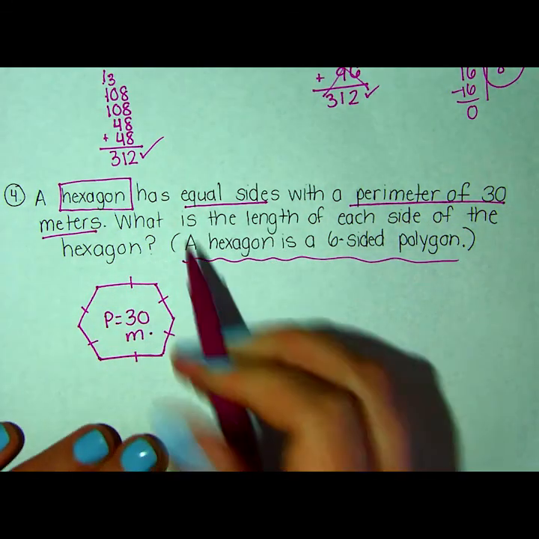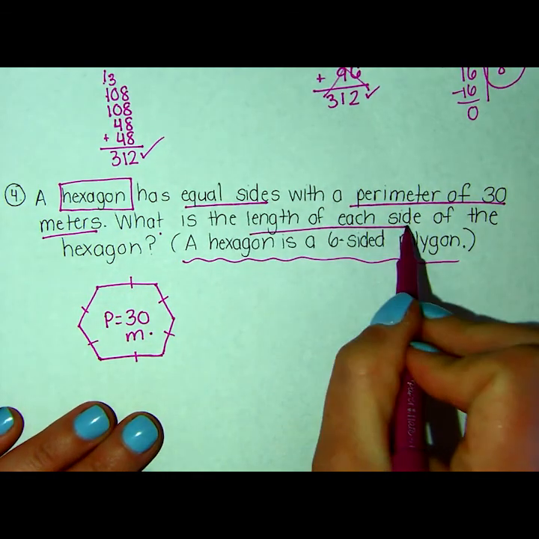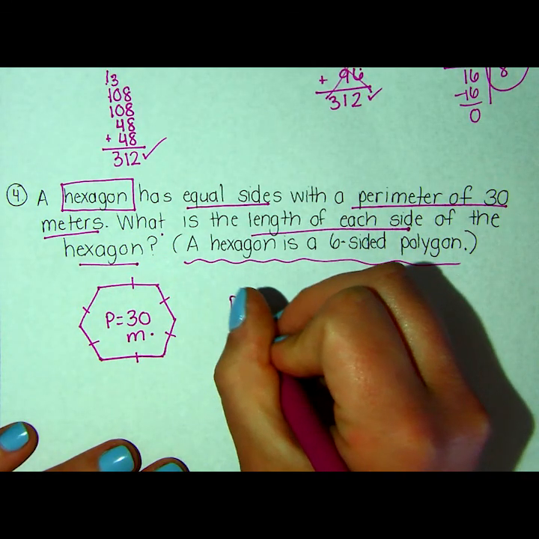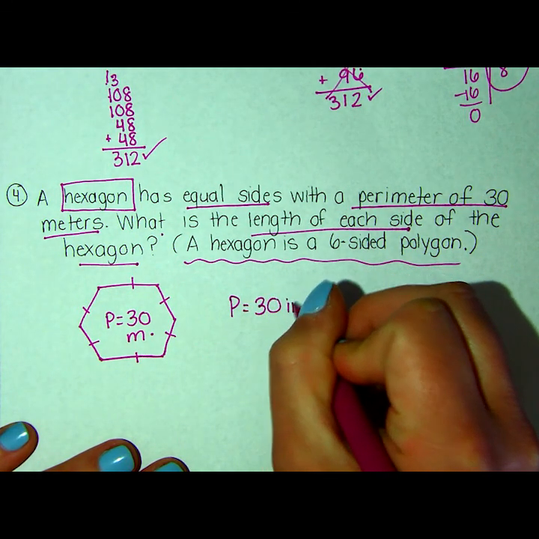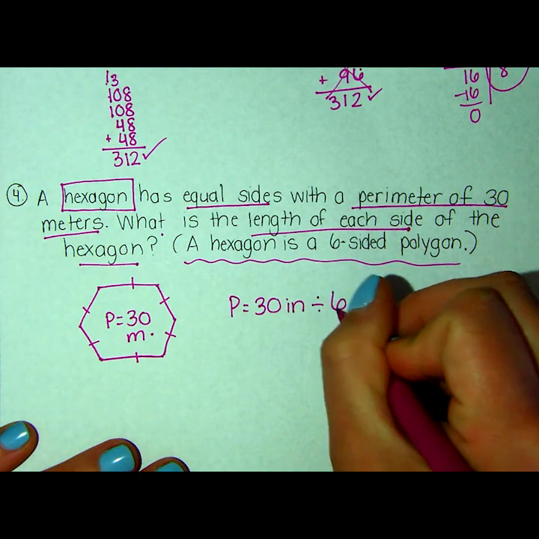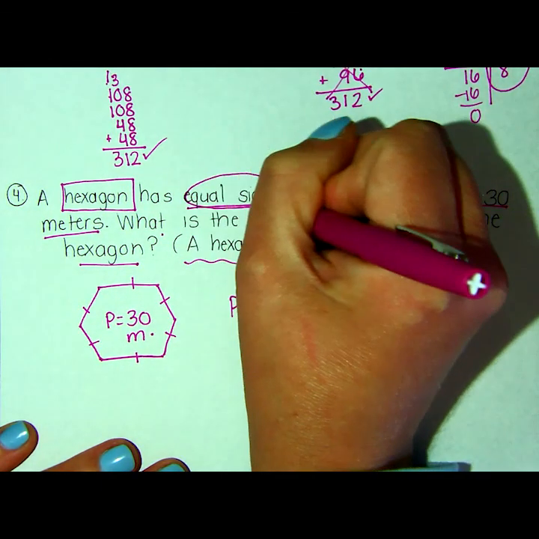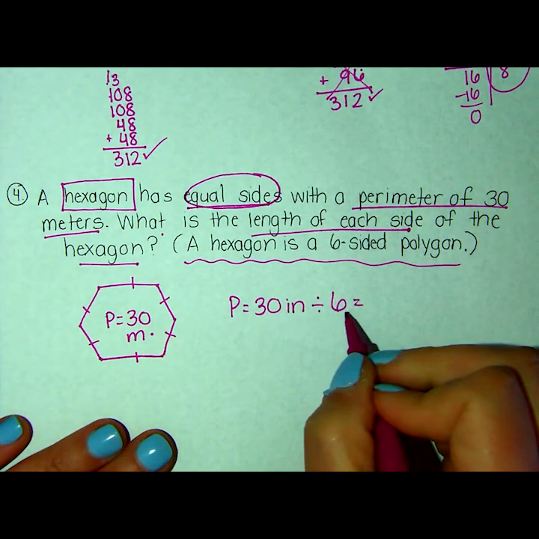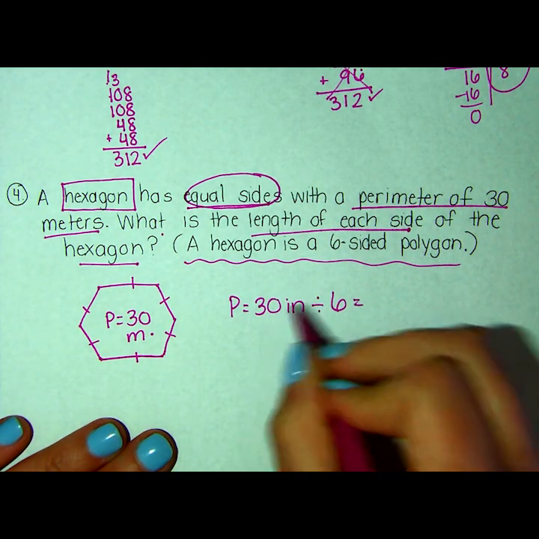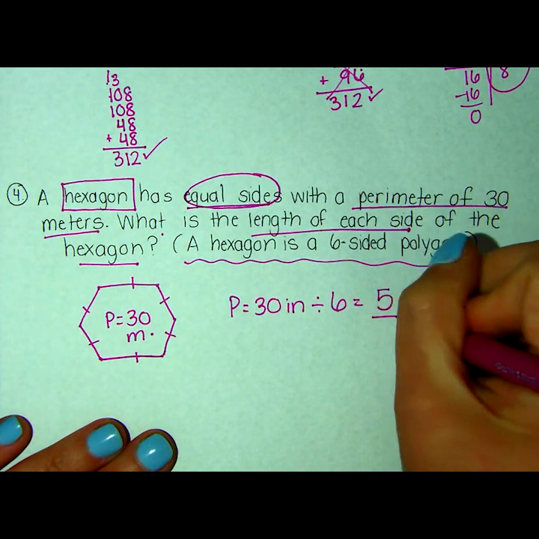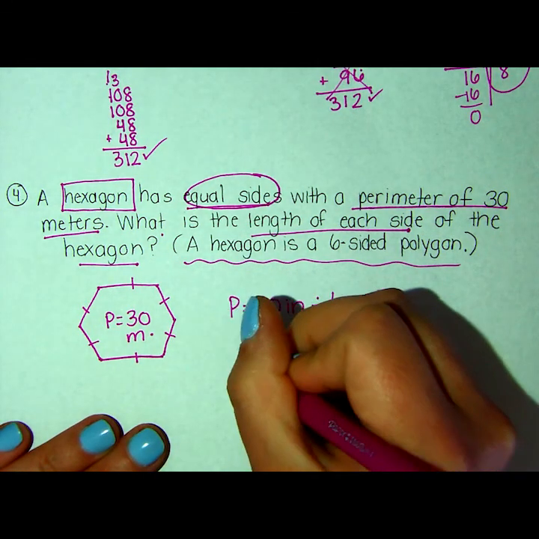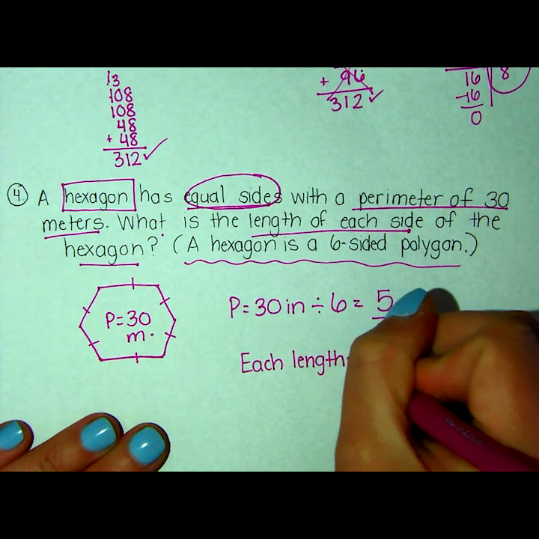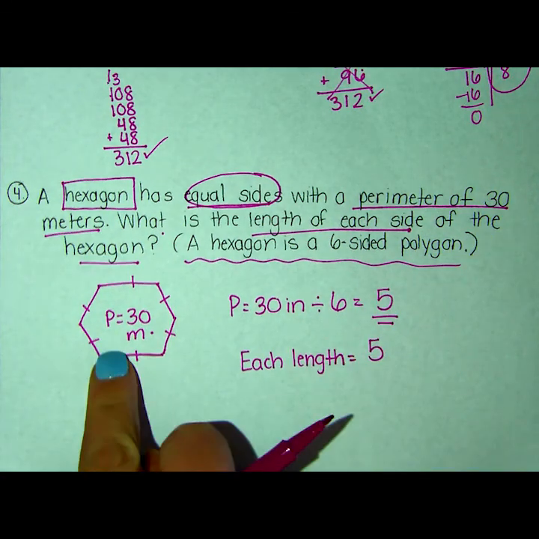What is the length of each side of this hexagon? Well, they just told me that it's a six-sided figure, and if I know the perimeter is 30 inches, then I'm going to need to take that and divide by 6 because, again, they are all equal sides. They told me that in the problem. So divide by 6, and I know that 6 times 5 is 30, so 30 divided into 6 equal groups is going to give me a total of 5. So each length is equal to 5, what's my unit of measurement? Meters.